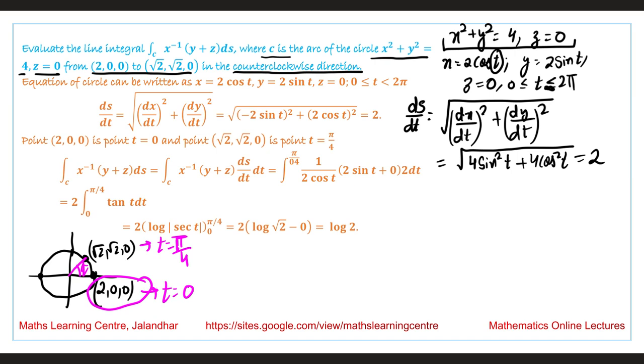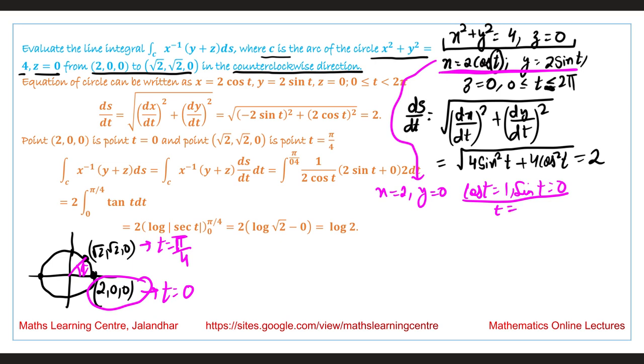This thing you can also obtain from these two results. We are saying when x is equal to 2, y is equal to 0, we have cos t equal to 1, sin t equal to 0. So the value of t we obtain is equal to 0. In the second case, we have x equal to root 2, y equal to root 2. So what we obtain from this is that cos t is equal to sin t is equal to 1 by root 2. So the value of t is equal to pi by 4.